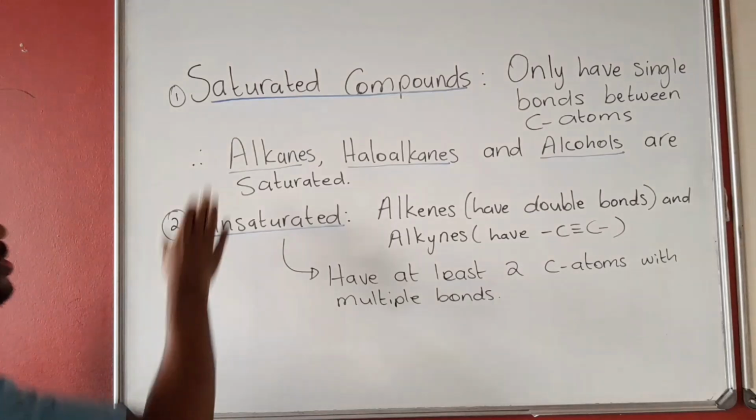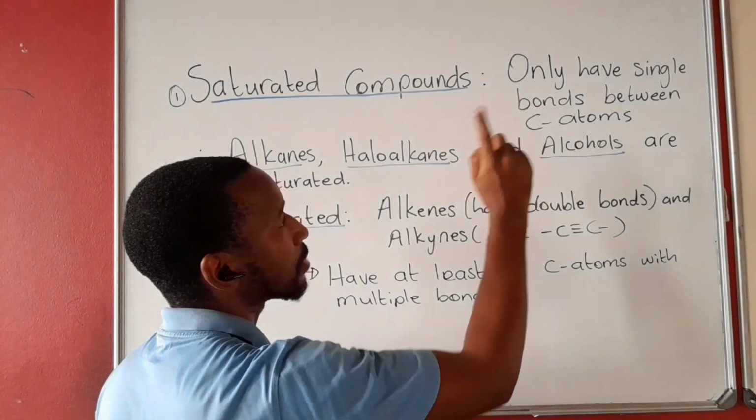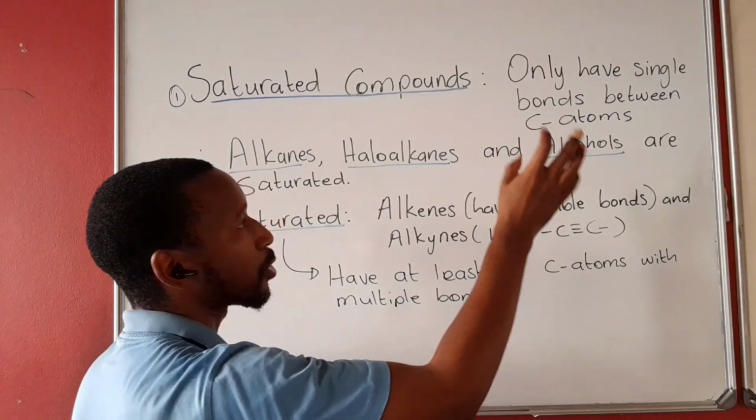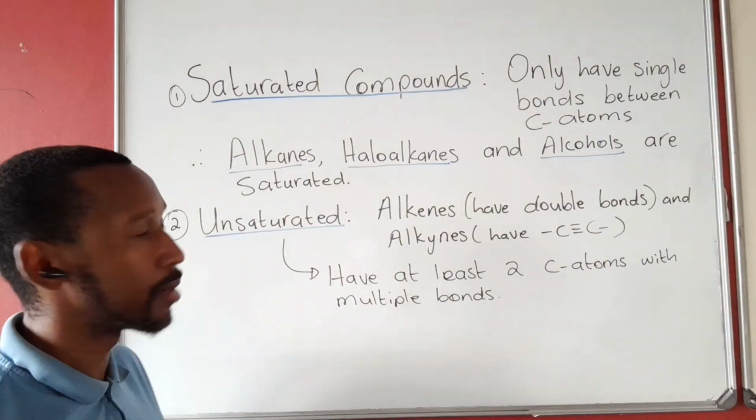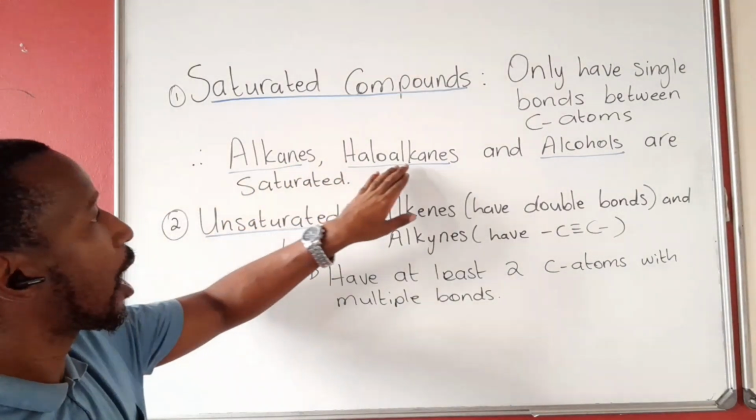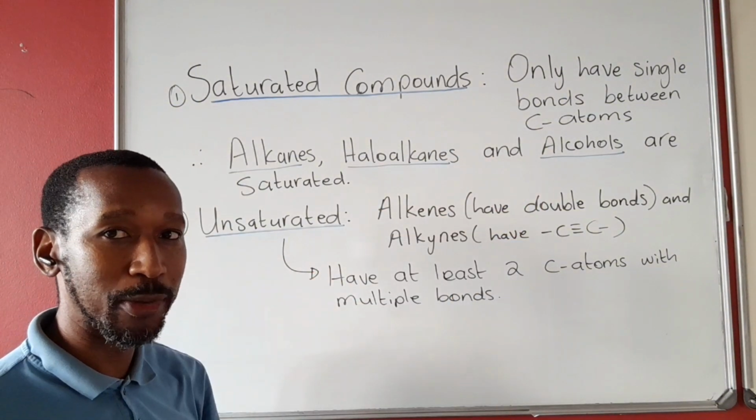A compound is said to be saturated if the C atoms it has only have single bonds between their C atoms. So those are saturated. What do we have then? We have the alkanes, haloalkanes, and alcohols, all of them being saturated compounds.